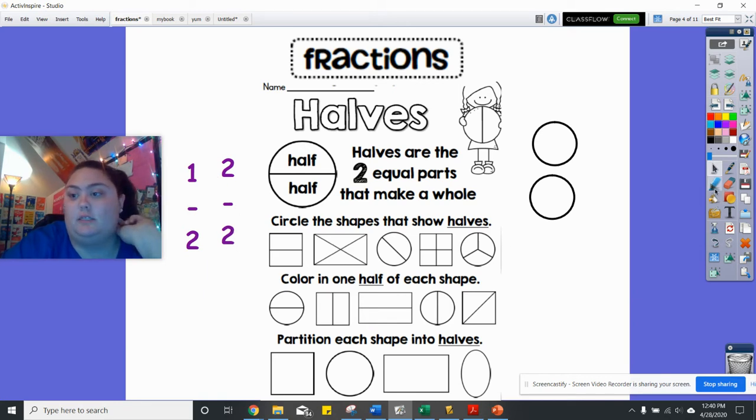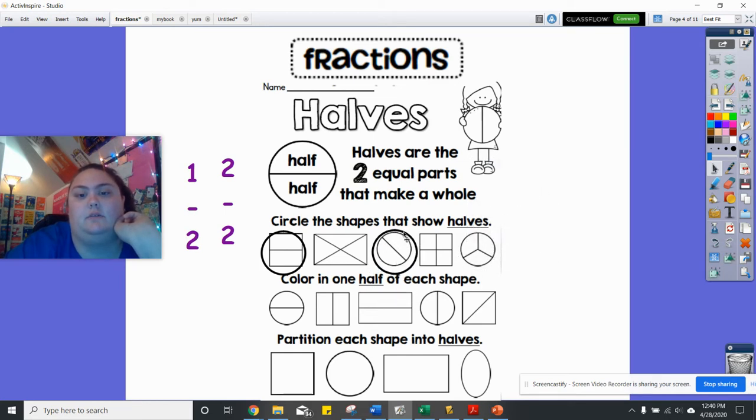All right, so let's look. Circle the shapes that show halves. So they show two parts. Let's see. 1, 2. There we go. 1, 2, 3, 4. No. 1, 2. Yes. 1, 2, 3, 4. No. 1, 2, 3. No.